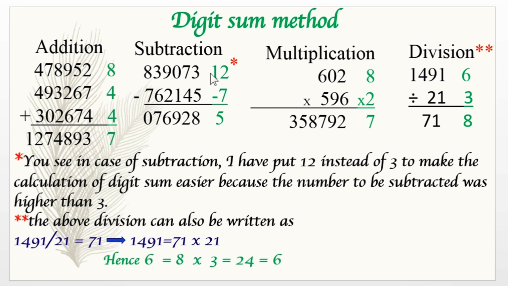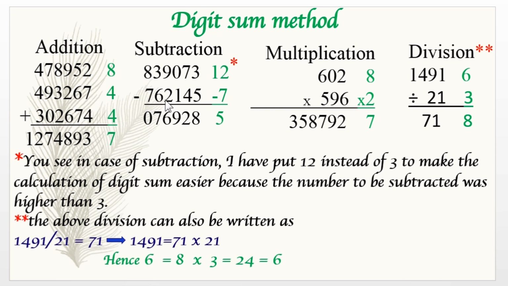Let's come to subtraction now. So I have subtracted this number from this number, and we have got this answer. Let's see what is the digit sum of this. So 8 plus 3 is 11, 9 is gone, 1 plus 1 is 2, 2 plus 7 is 9, and what's left is 3. But I have put 12 here because what I'm getting here below is minus 7. So it's easier to subtract minus 7 from 12 and to get an answer equal to 5.